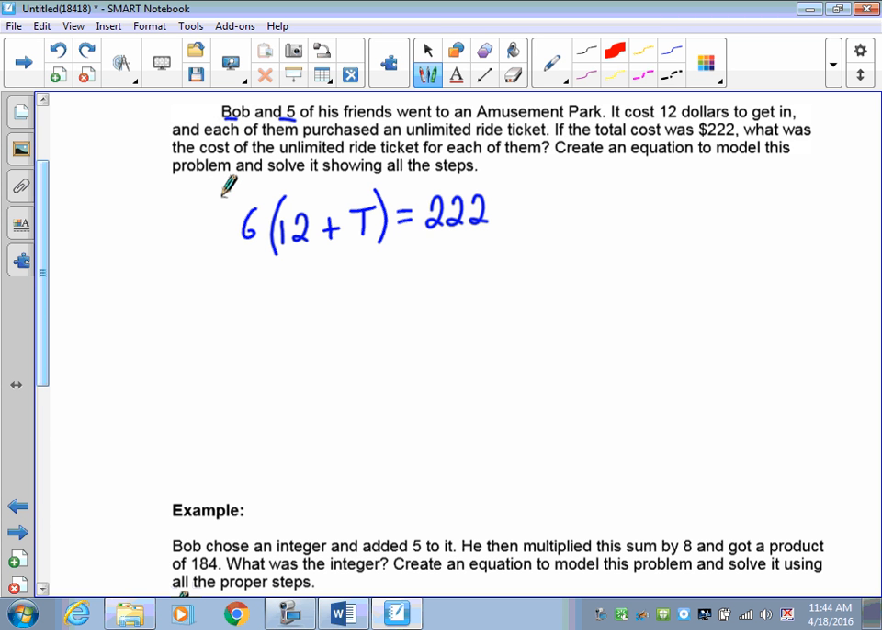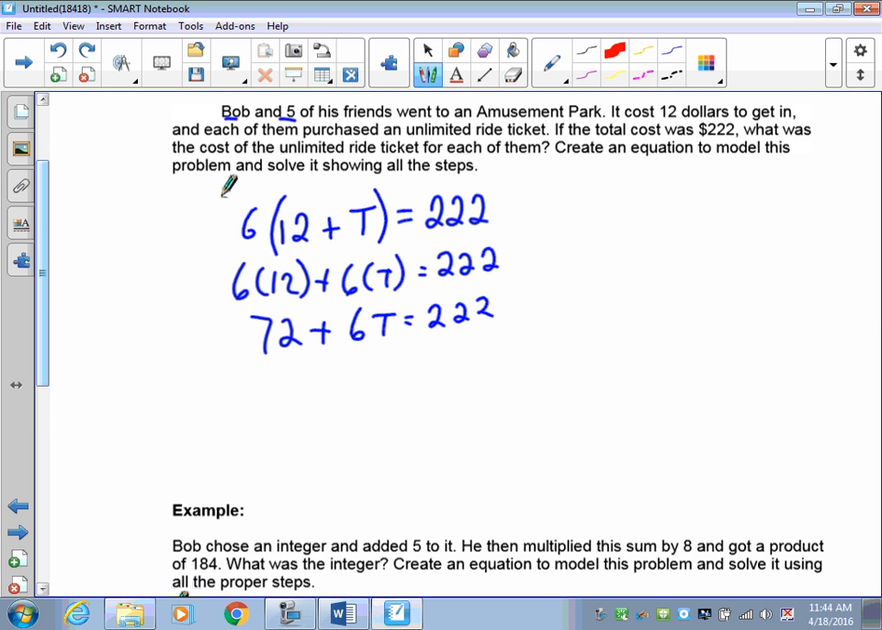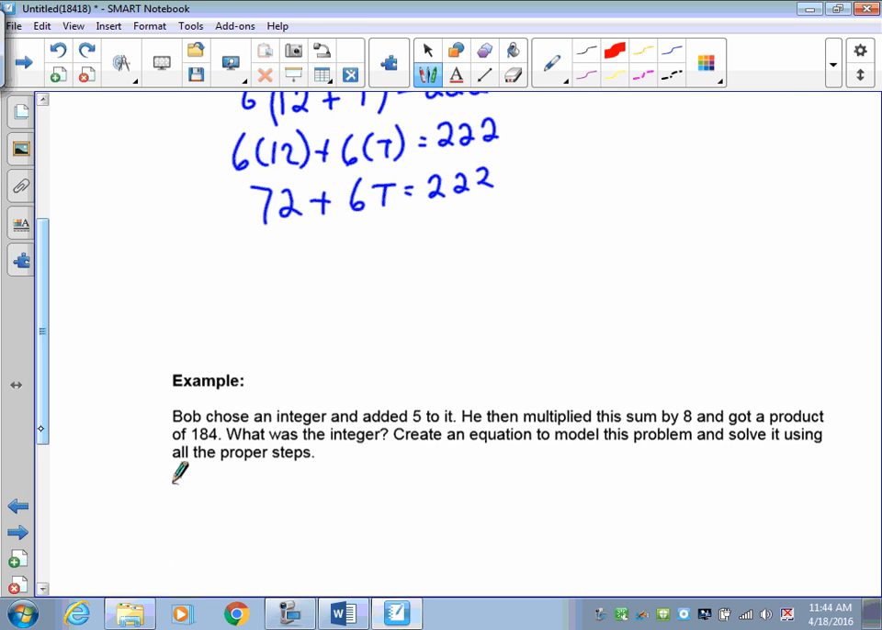All right, here we go. 6 onto 12 is first, plus 6 onto T is equal to 222. 6 times 12 is 72. 6 times T is 6T. So there's our expansion of our distribution law. Now I've got to get rid of the 72 first. So I'm going to take 72 from each side.